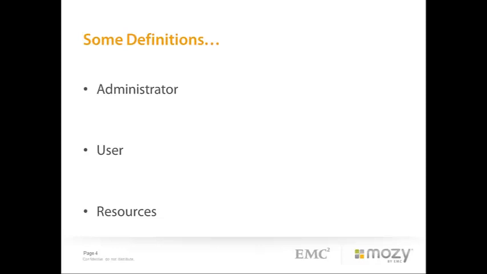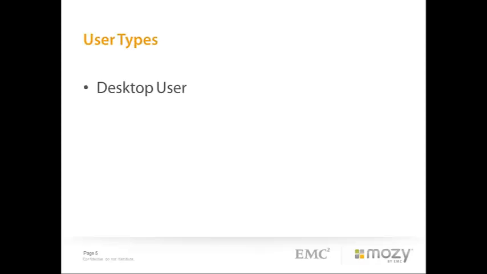And then resources. This is the user types, the storage quota, and the devices that are being used by MozyPro. These are the resources when we talk about resources inside the admin console. There are two user types within MozyPro: desktop and server. Some organizations may not need to use server users, and other organizations will use server users. The desktop user is designed for desktop and laptop computers for backing up office documents, pictures, media files, the kind of things you would find on your own laptop or desktop in your work environment.